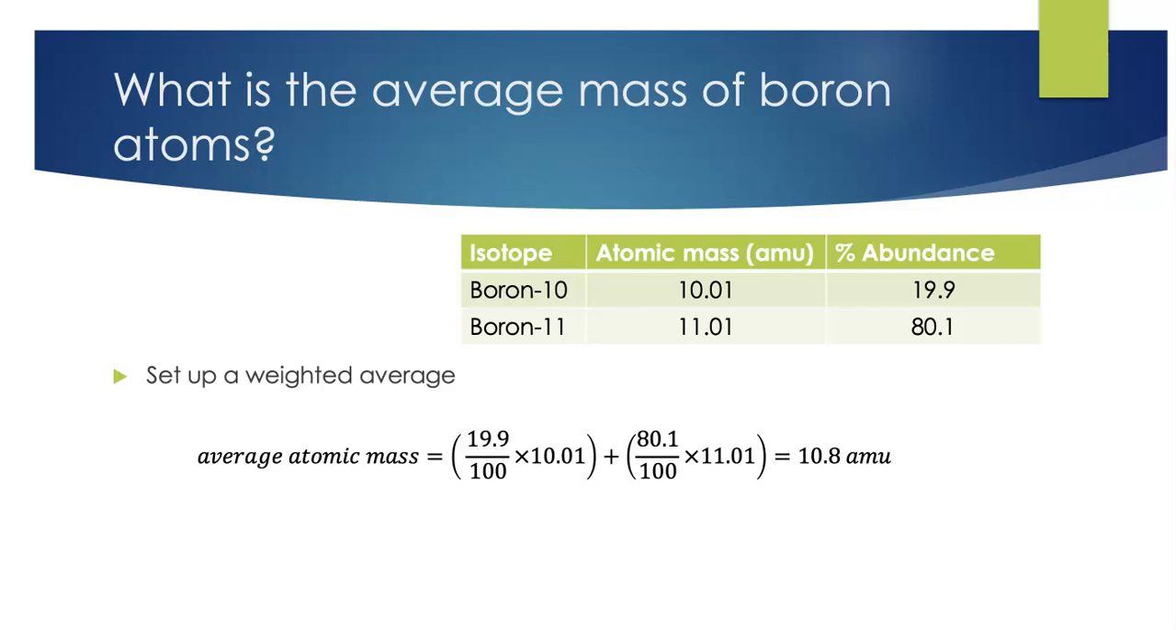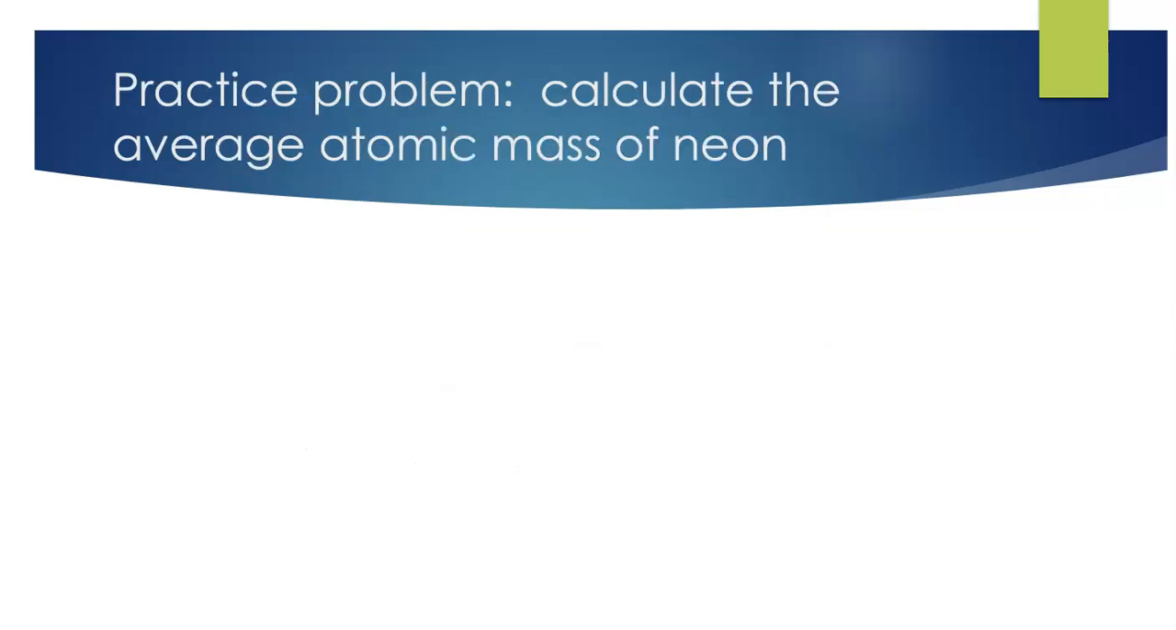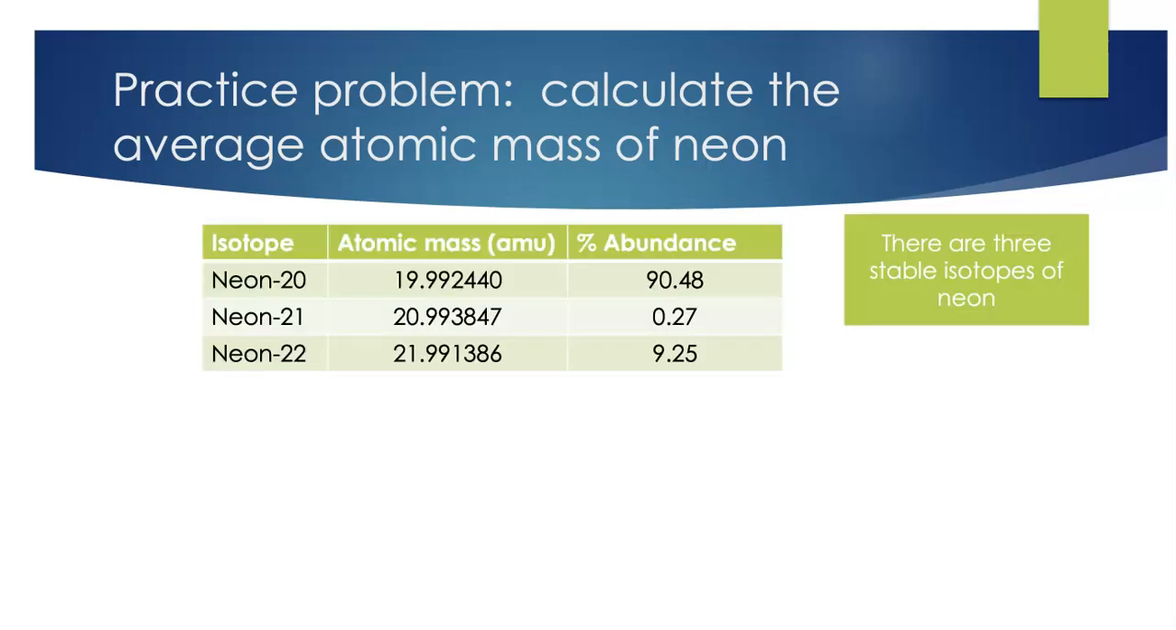Now that we know how to do the calculations, let's do another problem. What's the average atomic mass of neon? Neon has 3 stable isotopes: neon 20, neon 21, neon 22, and they have different abundances. You'll notice, it's really apparent from the table, over 90% of all the neon atoms in the world have an atomic mass that's just about 20. Less than 1% have a mass that's just about 21, and only a little over 9% have an atomic mass of just about 22. All right, so we have lots of precision here in our answers, but it doesn't affect how we set up the calculation.